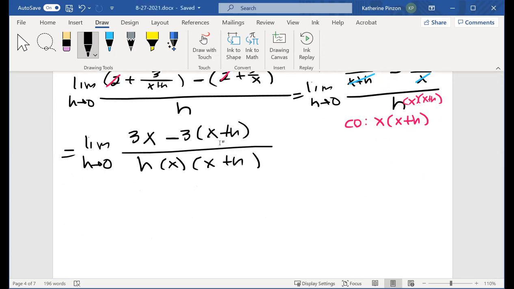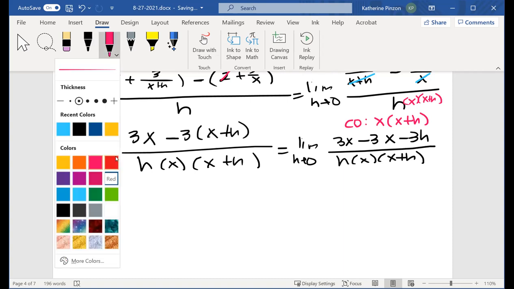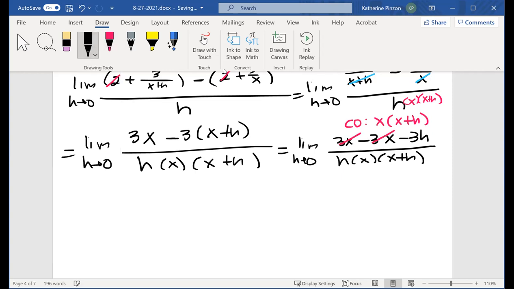Let's distribute the negative. That's a perfect plan. Limit as h goes to 0 of 3x minus 3h over h times x plus h. Now, what do you want to do? Cancel those 3x's. That's a good plan. Notice this is negative 3h, right? Be careful because that's what you're going to get wrong.